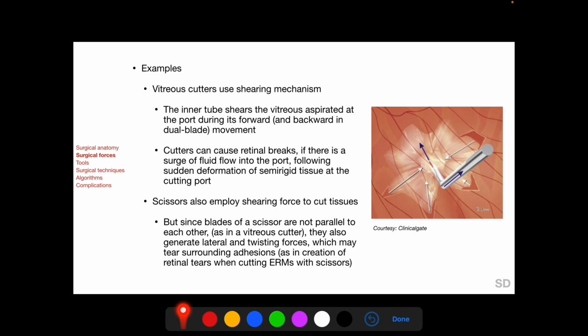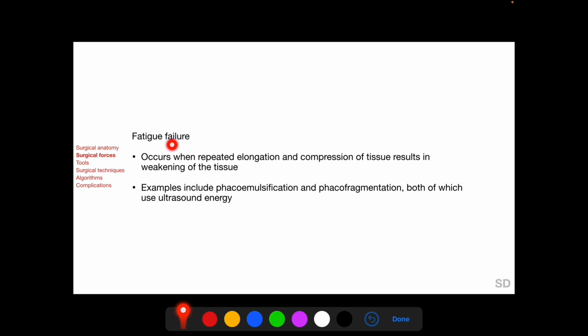Scissors also employ shearing force to cut tissue, but since the blades of a scissor are not parallel to each other, they generate lateral and twisting forces which may tear surrounding adhesions. And phatic failure occurs when repeated elongation and compression of a tissue results in weakening of that tissue, examples of which include phacoemulsification and phacofragmentation, both of which use ultrasound energy.